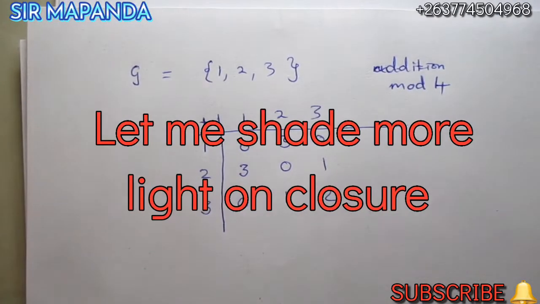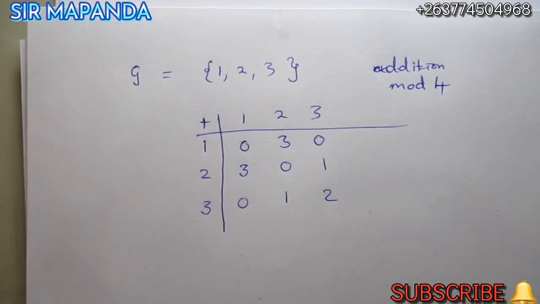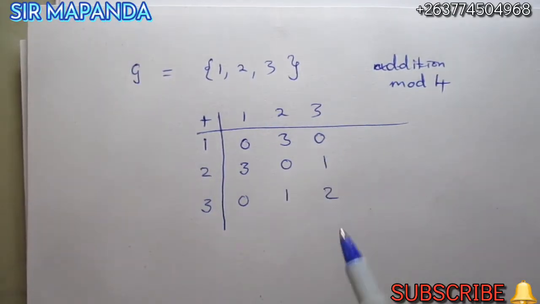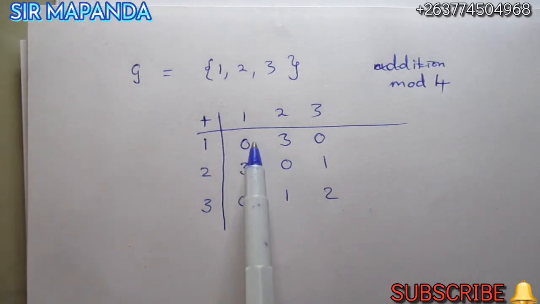Right, let me shed more light on the closure test. We have a group G, which is containing the elements 1, 2, and 3. We want to prove whether or not G forms a group under addition modulo 4. Right. So remember, you prepare the Latin square or the Cayley table. This is 1, 2, 3, and this is 1, 2, 3. Right. So after filling up all the terms, you can clearly notice that closure is not satisfied. Why? Because we have a term which is 0, and 0 is not part of the original set. Hence, the set is not closed. Therefore, G does not form a group under addition modulo 4.